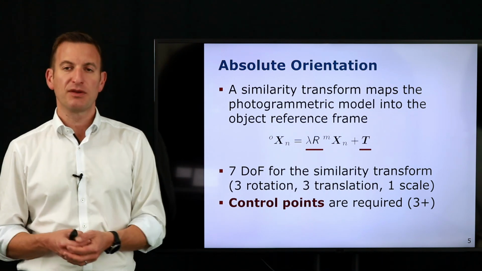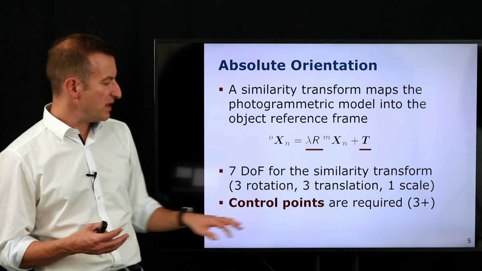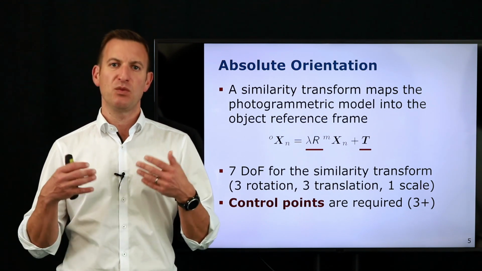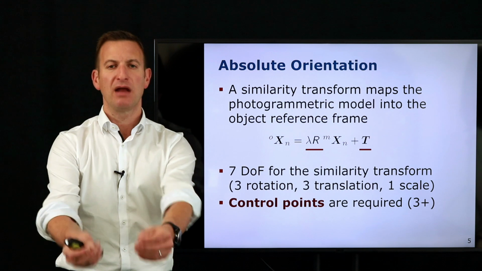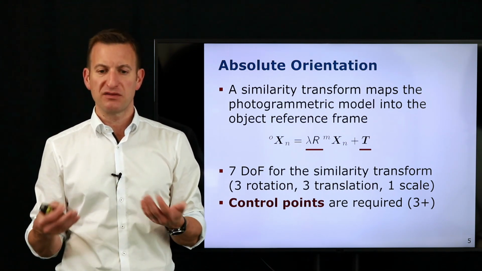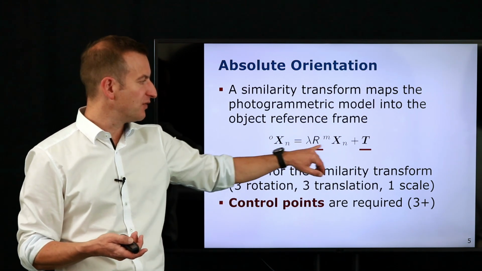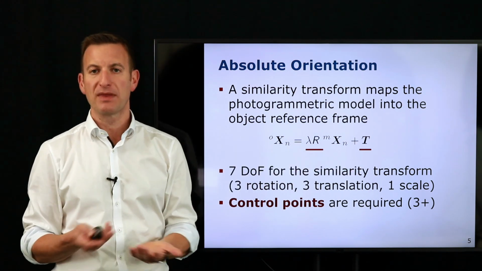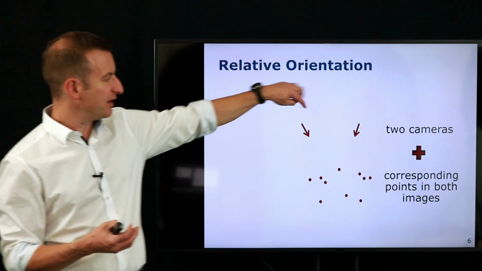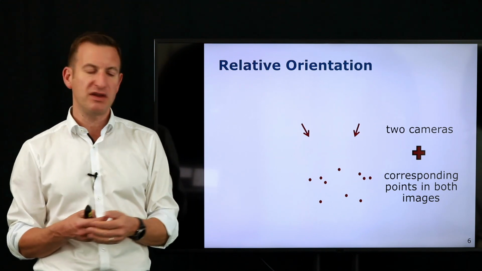So in the 3D world, this is a 7 degree of freedom transformation that we need to estimate, and that means we need to have at least 3 control points, better more. Control points are points that we have in our photogrammetric model and for which we know their actual 3D coordinates in the real world. And if we know this, if we have these control points, then we can compute these parameters here, underlined red, for our absolute orientation. So as an example, so let's say you have 2 cameras, they're looking into the world and you see corresponding points in your image.